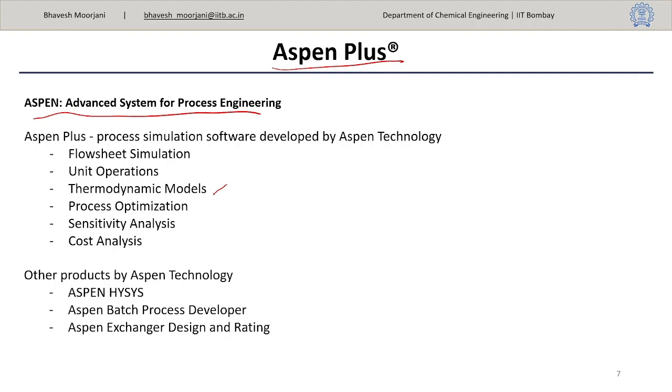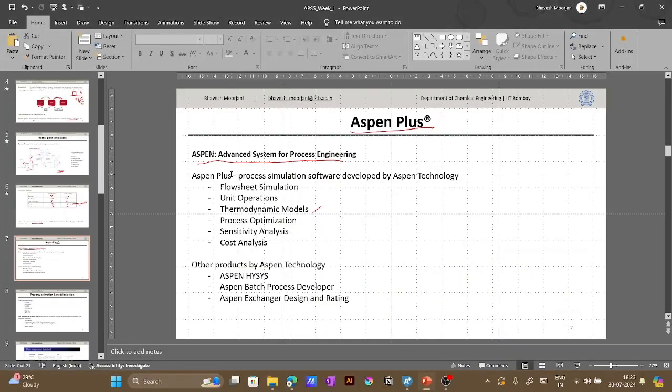I mean, we won't be going all in with all this at once, as this course intends to introduce Aspen Plus and how to calculate and compute different parameters there. So we will be going through all of this one by one. Apart from that, there are other Aspen products also, like Aspen HYSYS, Aspen Batch Process Developer, or even Aspen Exchanger Designer.